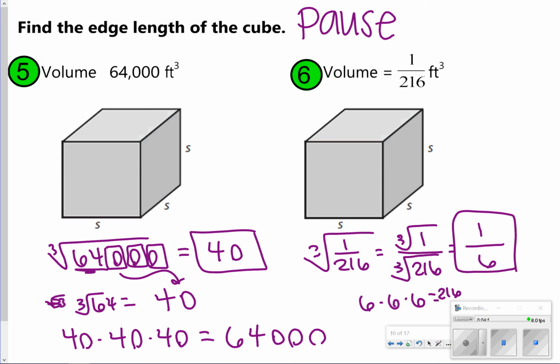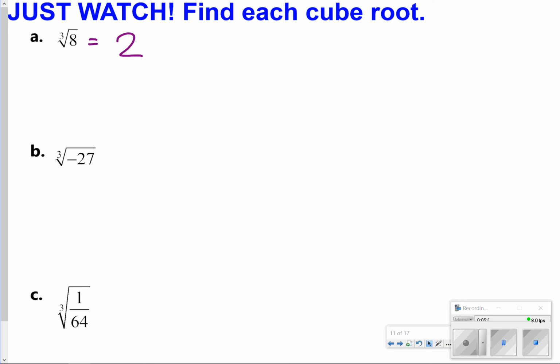Okay, the next thing I want you to watch are just these. So we have a few different options here. Letter A is pretty simple. You're just finding the cube root of 8. That's still equal to 2. Okay, the difference about letter B though is that it has a negative within the root symbol.